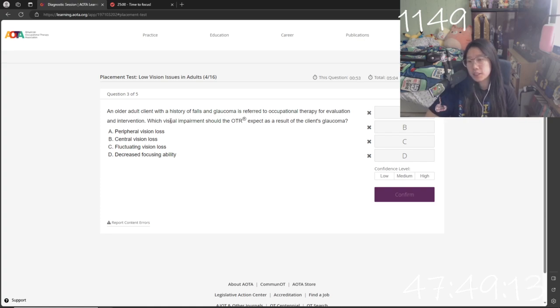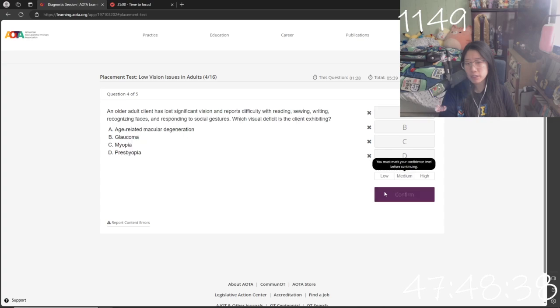An older adult client with a history of falls and glaucoma is referred to OT for evaluation and an intervention. Which visual impairment should the OT expect as a result of the client's glaucoma? I need to brush up on glaucoma. I think with glaucoma, you lose your peripheral vision. So I'm gonna assume that it is A, medium confidence.